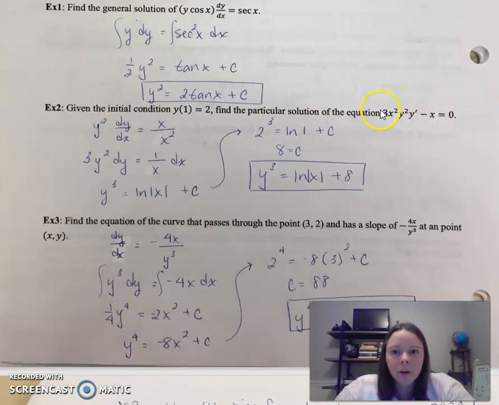Where did that 3 go? The 3 is missing in that step. It reappeared in this step. So you've got your y's on one side, x's on the other. Now you're ready to do the antiderivative of both sides. And then just to solve for c, plug your ordered pair in and go from there.